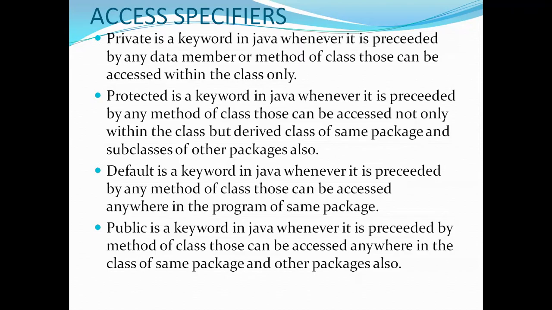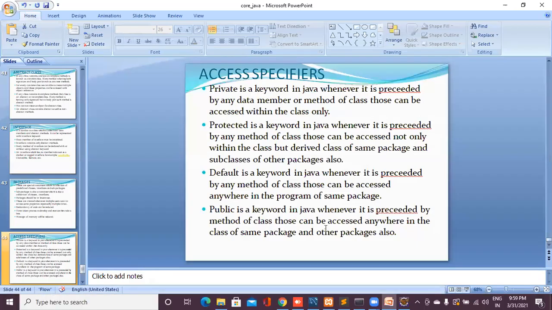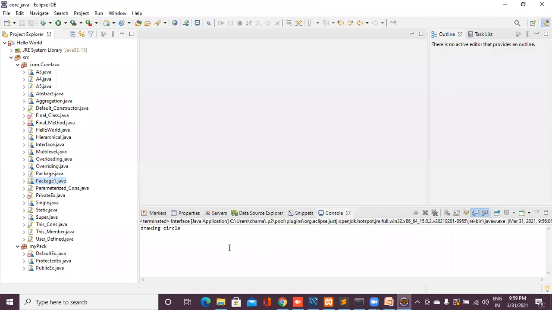And public is a keyword in Java. Whenever it precedes a method of the class, those can be accessed anywhere in the classes of the same package and other packages also. That is, public can be accessed anywhere in the same package and also other packages. So I'll show you the example for access specifiers.